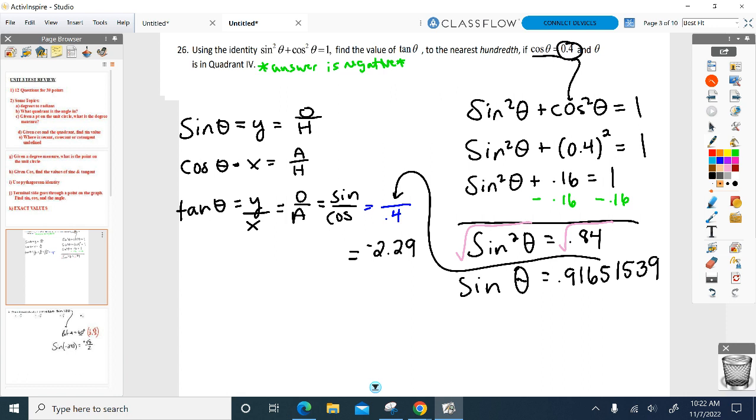Hey, you just found sine, right? And we were in what? Quadrant 4. So this value should have been what? Yeah, that's how you end up with a negative answer. A negative divided by a pi.